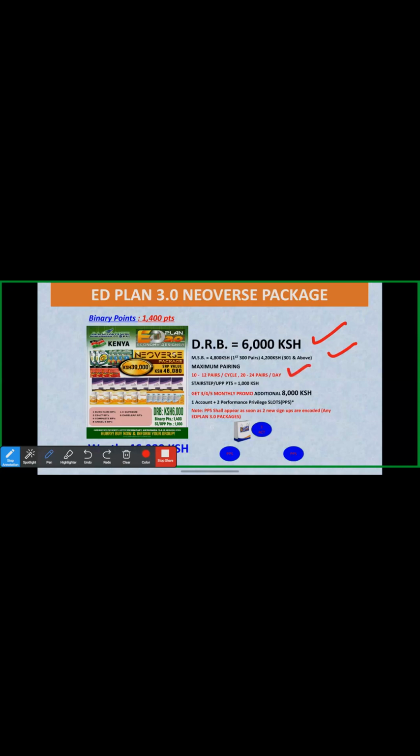Maximum pairing per day, it is 12 pairs for the first 300 pairs. It is 10 pairs for the first 300 pairs, and it is 4,800 for those 10 pairs, and 4,200 for those 12 pairs per cycle. Sawa. So it's either 10, kama hujafikisha 300 pairs, you are enjoying 10 pairs during the day and 10 pairs at night.